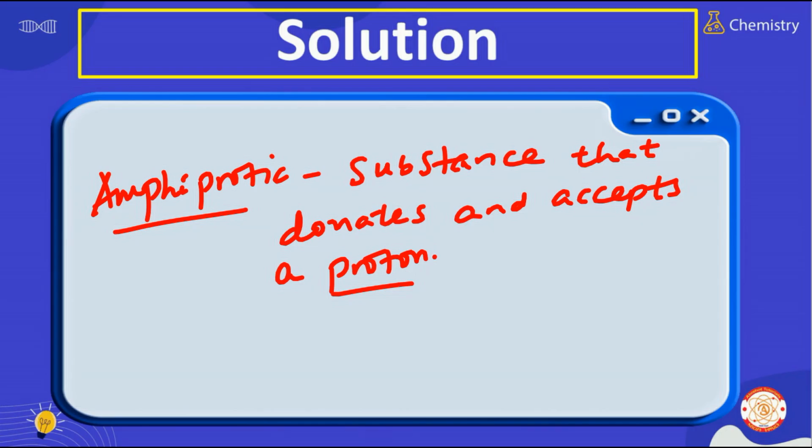Okay, so the other important thing that you have to remember: if a substance can donate and accept a proton, it means what? This substance can act as an acid or a base. They can act as an acid or as a base. So that's very important. Now let's go back and check the choices.